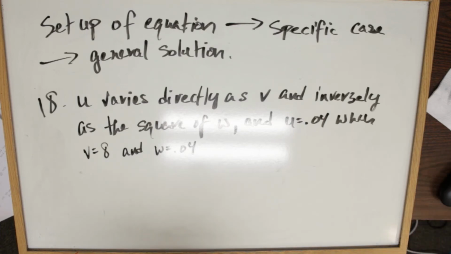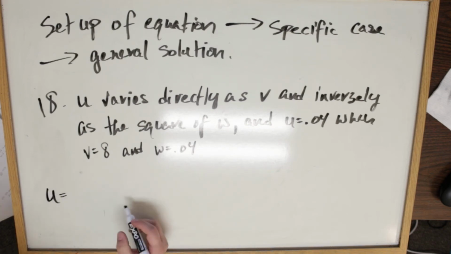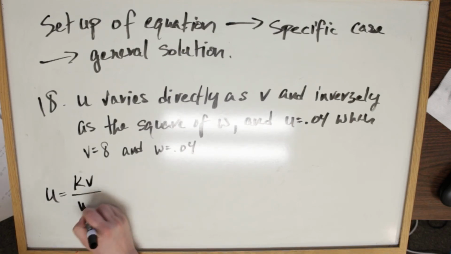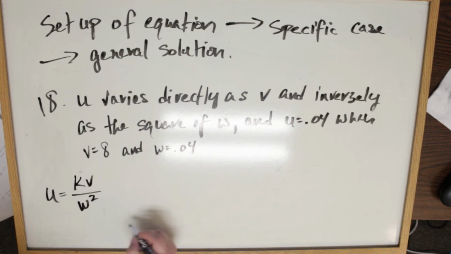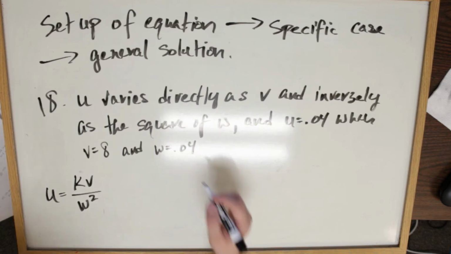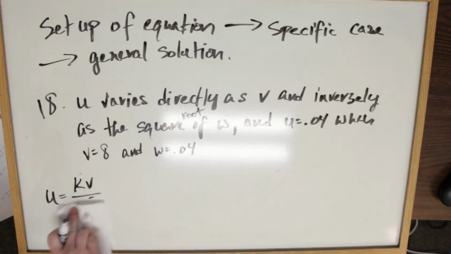So here's what we're going to do. We're going to go ahead and solve. First, we need to set up our equation. So u varies directly as v, so we're going to have k times v, and inversely as the square of w. So this is our setup of the equation, the very first step. The second step is we need to find our value for k. And this is really all we're being asked to do at this point. Oh, sorry, this should be square root. I just copied it wrong. So this is going to be square root of w.